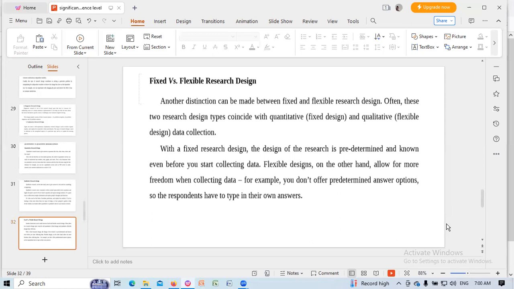With a fixed research design, the design of the research is predetermined and known before you start collecting data. Flexible design, on the other hand, allows more freedom in collecting data. For example, you do not often predetermine answer options, so respondents type in their own answer.